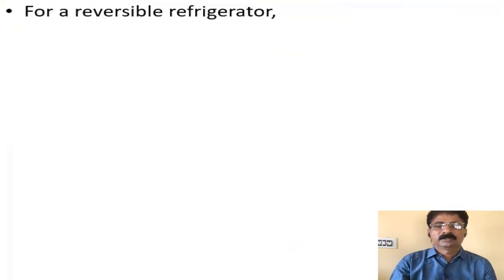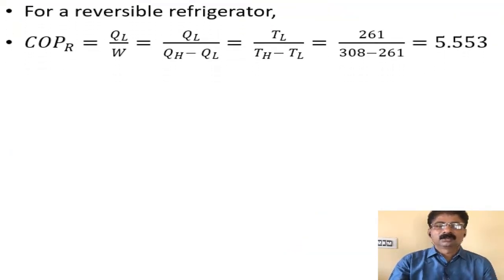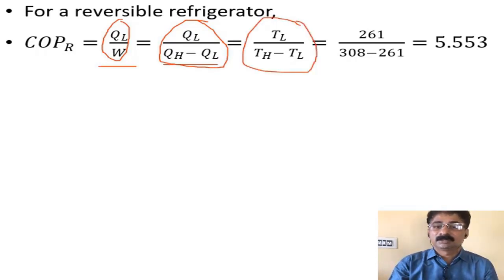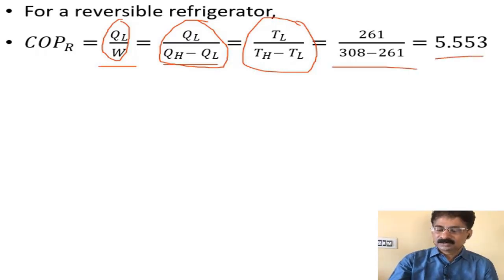Now for a reversible refrigerator, all of you know the COP formula. It is nothing but QL by W, because the desired output is QL here and the required input is W. So W is nothing but QH minus QL, and only for a reversible refrigerator this term, that is the COP formula, QL by QH minus QL, can be expressed in terms of temperature only. Remember this. If you substitute the temperatures given, you will get the COP as 5.553.